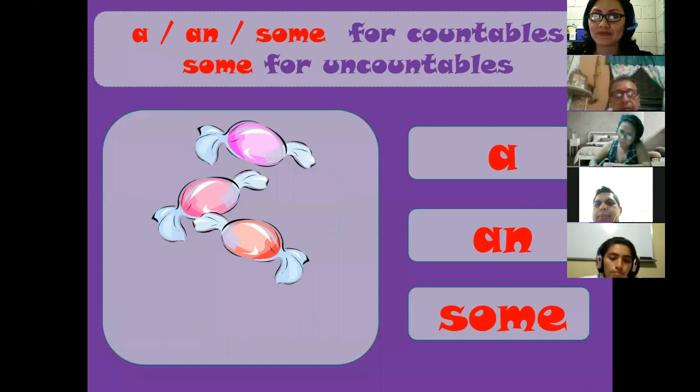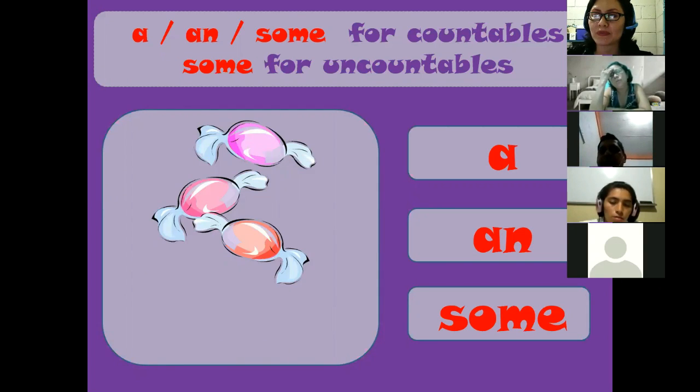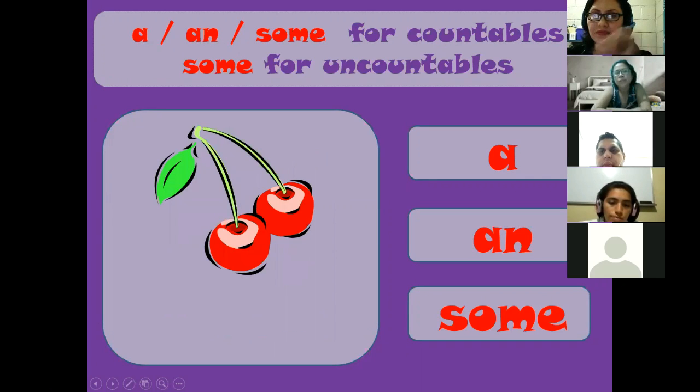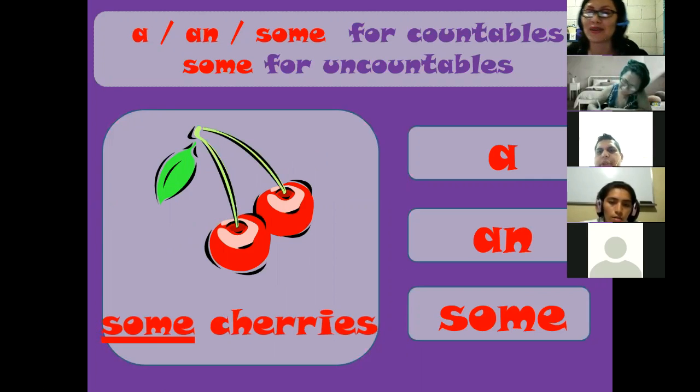What about these ones? Some candy. You can say candies or sweets. Las dos palabras. Candy es más para Estados Unidos. And sweets es más para Inglaterra, ¿verdad? O el Reino Unido, sweets. Some sweets. Very good. Porque es plural. Okay. What about this one? Some strawberries. Well, actually, these are some cherries. Some cherries, ¿verdad? Some cherries, ¿ok? Pusimos cerezas, right? Some cherries, ¿ok?